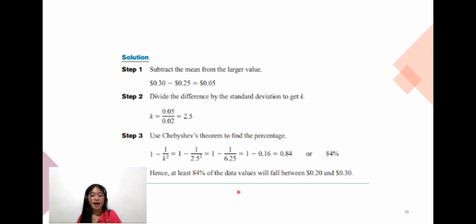Hence, at least 84% of the data values will fall between $0.20 and $0.30.